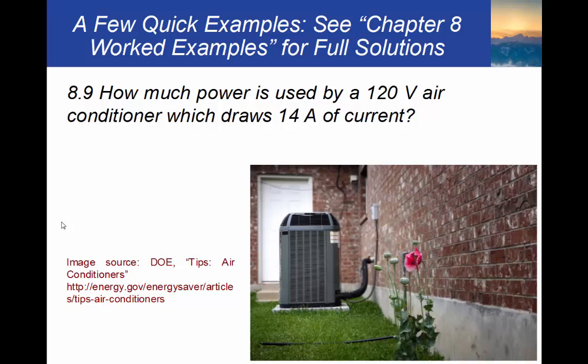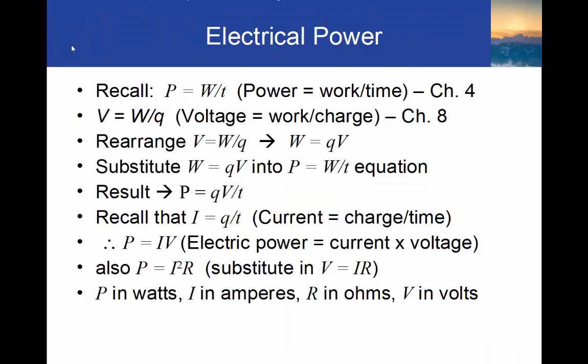Alright, so how much power is used by an air conditioner if it runs at 120 volts and draws 14 amps of current? So now we're into the electrical power part of our lecture, and basically there's this nice little explanation for how to figure out electrical power. For an ohmic resistor, P is equal to IV, meaning the power is the current times the voltage. You could also use I squared R or V squared over R.